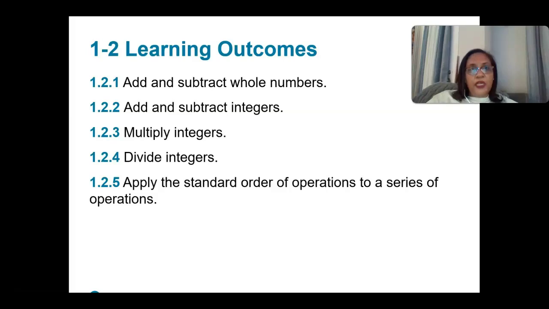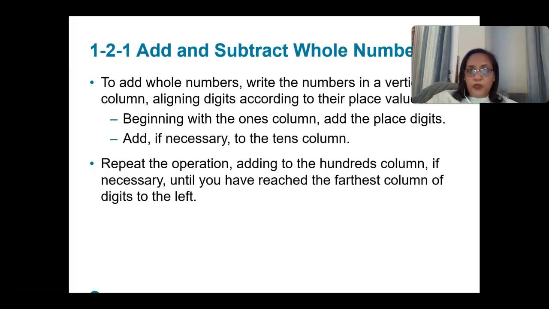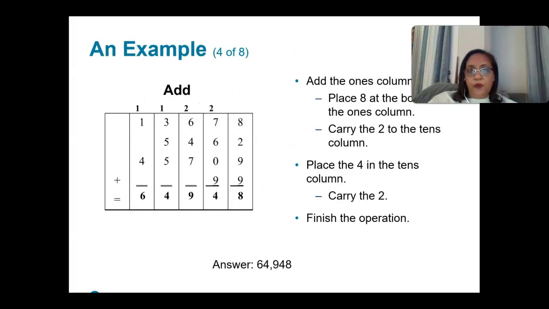All right, adding, subtracting, multiplying, and dividing integers. So the add-ins are the numbers being added. The sum or total is the result of addition. To add whole numbers, write the numbers in a vertical column like you learned when you were in K through 8. Okay, repeat the operation to the hundreds column if necessary.